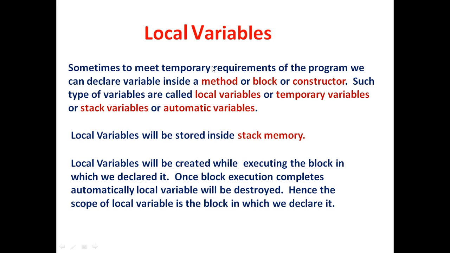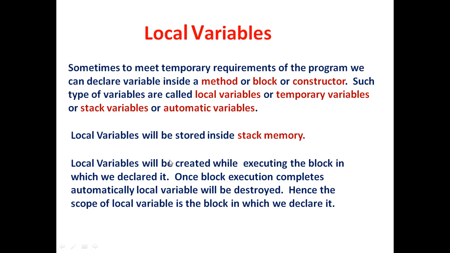So this point being said, local variables will be created while executing the block in which we declared it. Consider we have a method and we declare a variable of type int. Then when we execute or call this method, only then the variable of type int will be created. And as soon as we complete the execution of the method, the variable will also be gone, right? If we again call the method, the variable will be created again, and with the completion of the method, the variable will go with it.